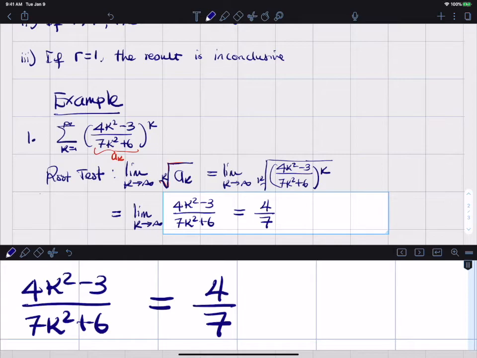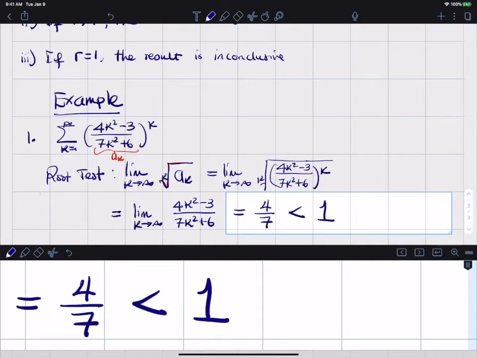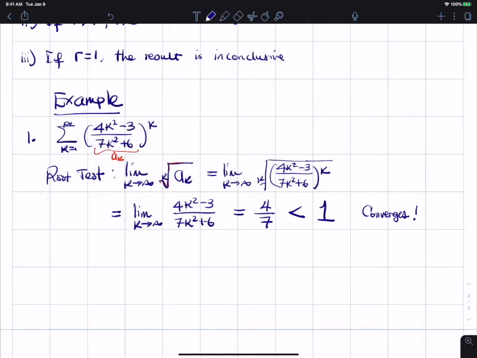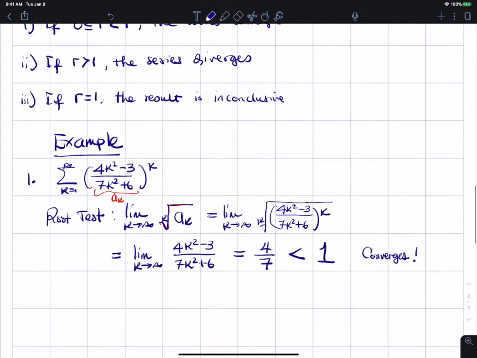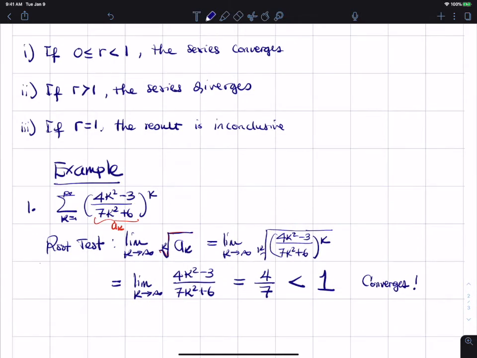All right, and this is less than 1. So this converges. If it were greater than 1, then it diverges. So I gave you 2 examples that involve convergence. In the quiz, I'm going to give you examples that involve divergence. Questions?